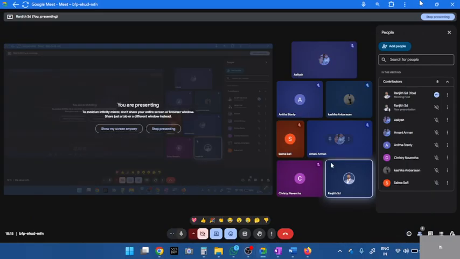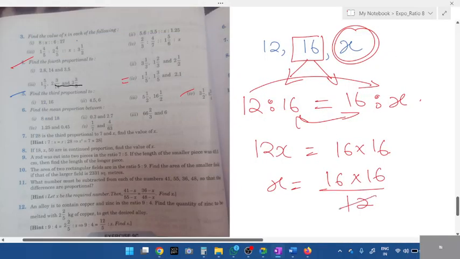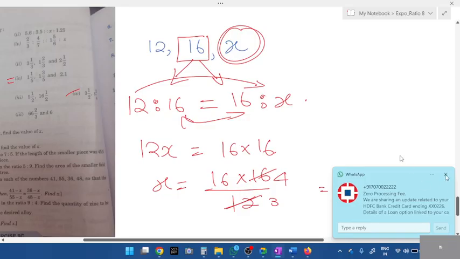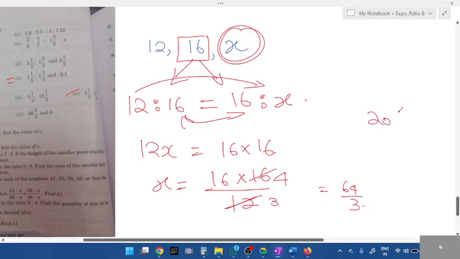Yes, students, done? All of you completed. What's the answer to this? 4 threes are, 4 fours are. What's the answer? Unmute and respond. What did you all get? 64 by 3. Why is nobody responding? What's the answer, students? When you convert into mixed fraction, 21. Is it 21 1 by 3?